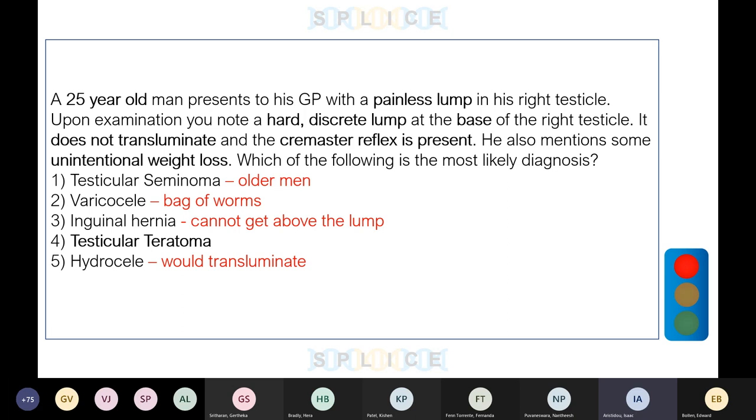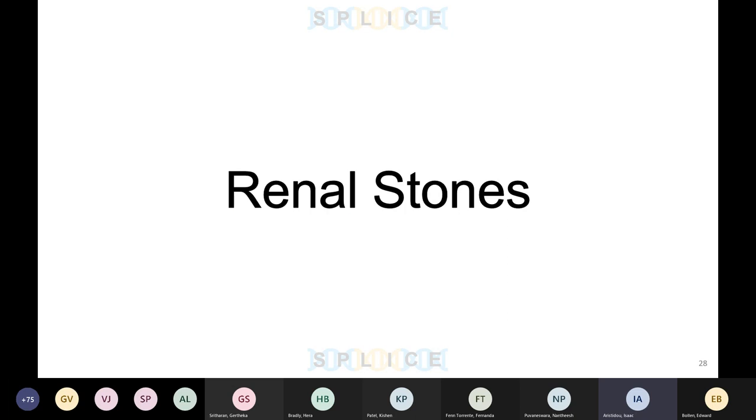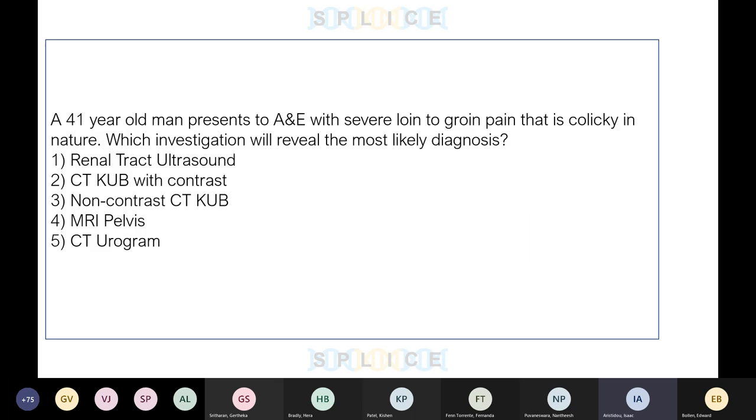I wouldn't worry about that too much. But these are the sort of niche questions that you could get. But that's just a little aide-memoire that I have. So move on to the next case, which is renal stones. So we've got another SBA here.